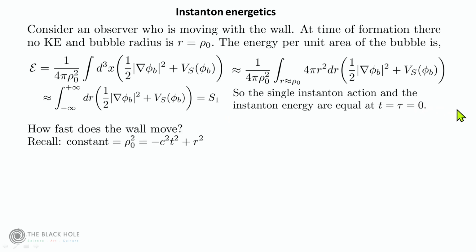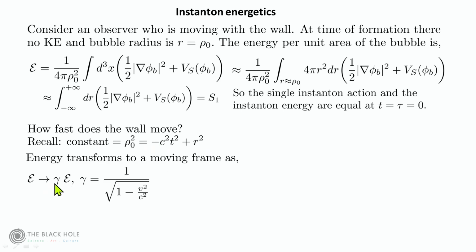And now remember that the instanton is actually in 4 dimensions. So how fast does the wall move? Well, this rho naught is a constant. We fixed it. You just saw what rho 0 is equal to. It's fixed. It doesn't change with time. So rho naught squared is equal to this. Now we're moving back into real time, from imaginary time to real time. And I've put the speed of light over here now to make the dimensions consistent.